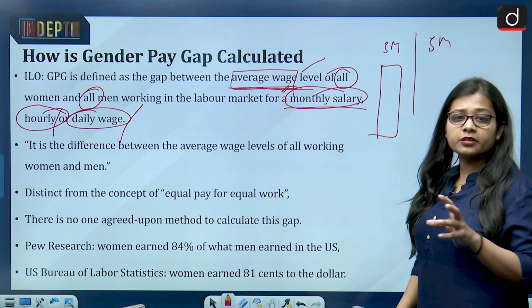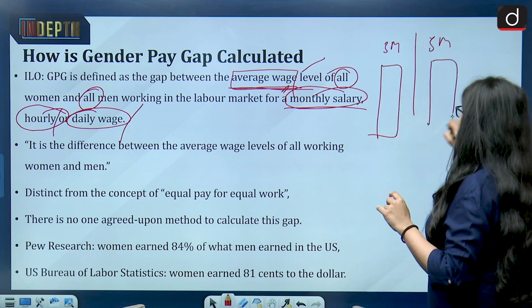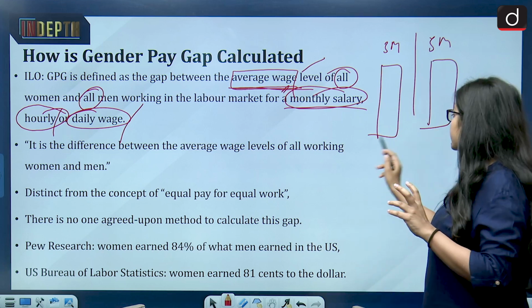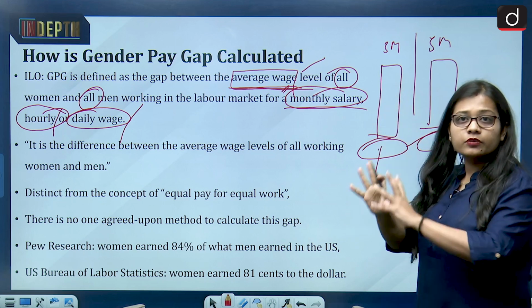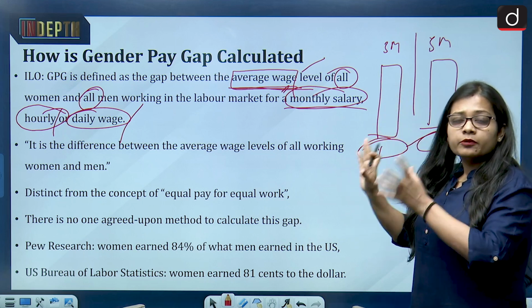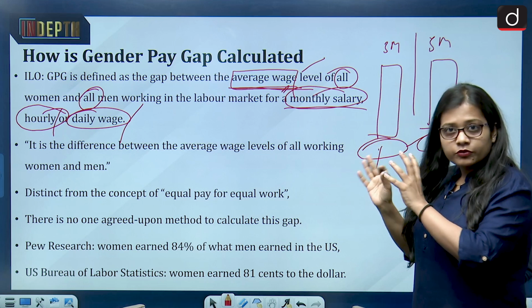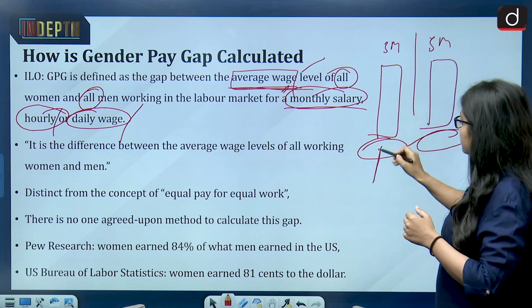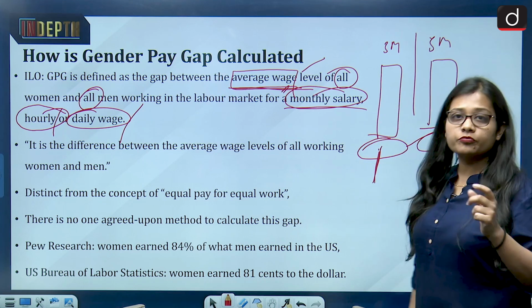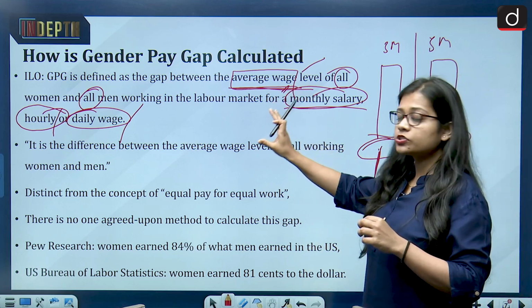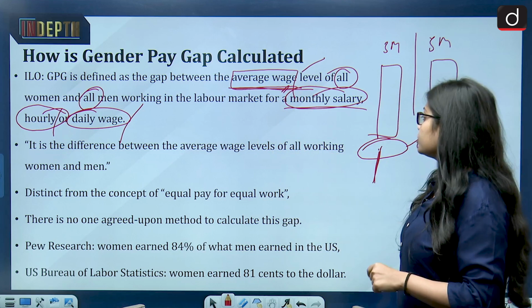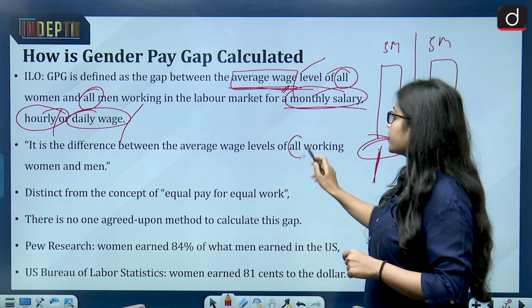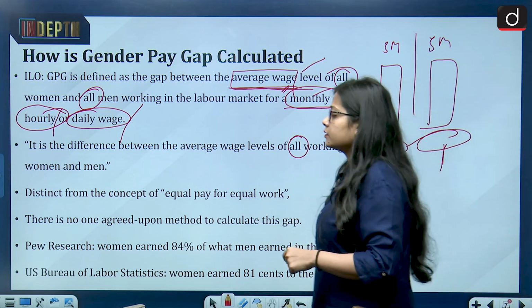of these 5 million males and the remuneration of these 5 million females, and then taking out the average of it. When we take out the average of everything, what we get on that basis is that males are paid more than females. This is what the ILO is talking about. It is the difference between the average wage levels of all working women and men.